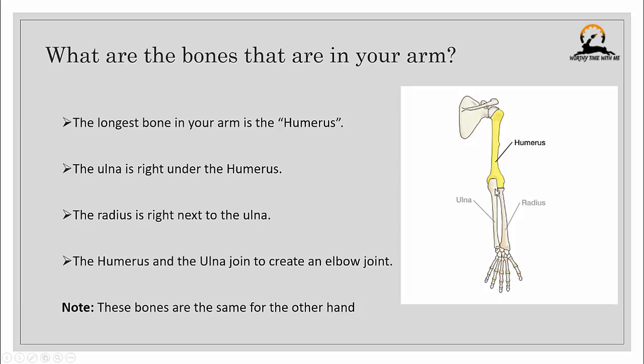Connected to the humerus is the ulna. Now, right next to the ulna is the radius. Now, you might think, why is there a gap? Is there anything between them? Yes, there is. There is muscle beneath them and between them. The humerus and ulna join to create the elbow joint right here. A note I wanted to inform you is that these bones are the same for the other arm also.